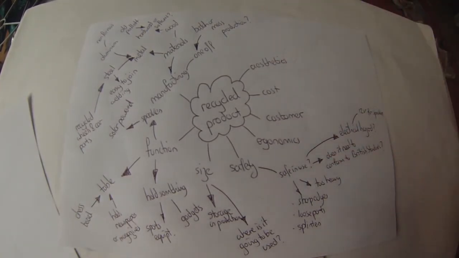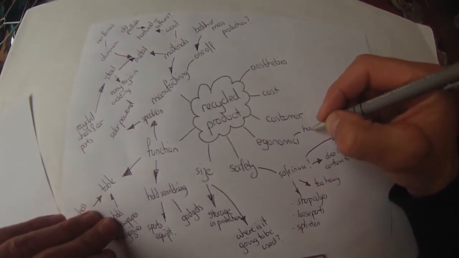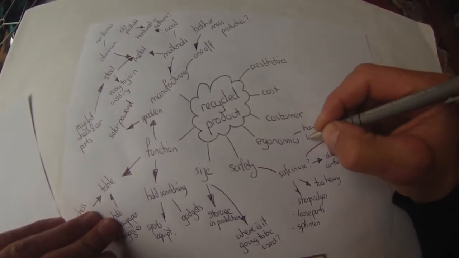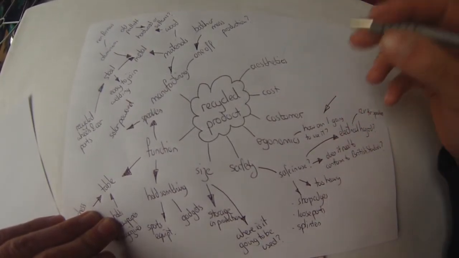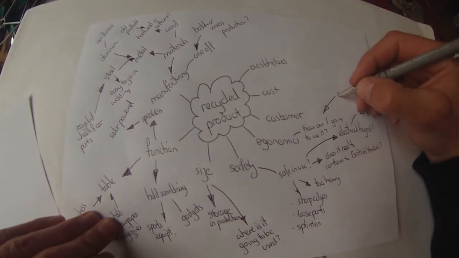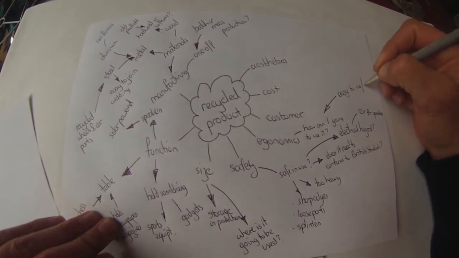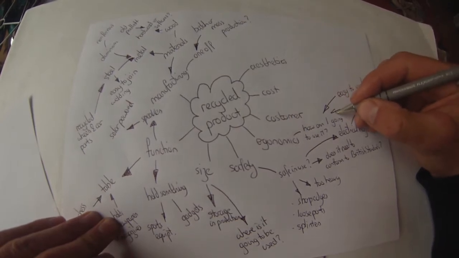Moving around, let's do ergonomics. So ergonomics means how are we going to function with the product, how are we going to interact with it, and that really is what we're asking. How am I going to use it? The idea is to make it easy to use and obvious. Will it need instructions?